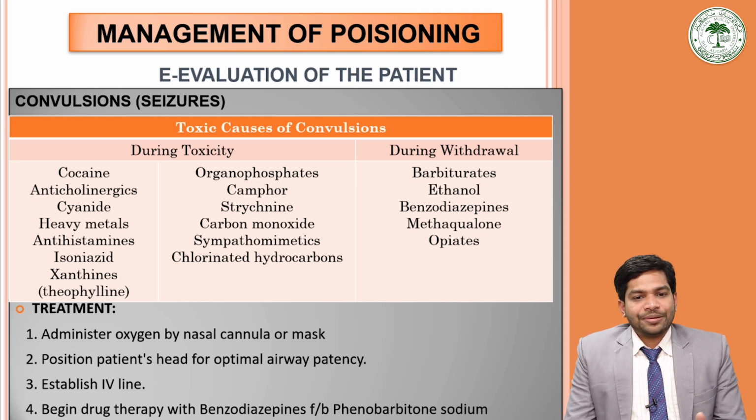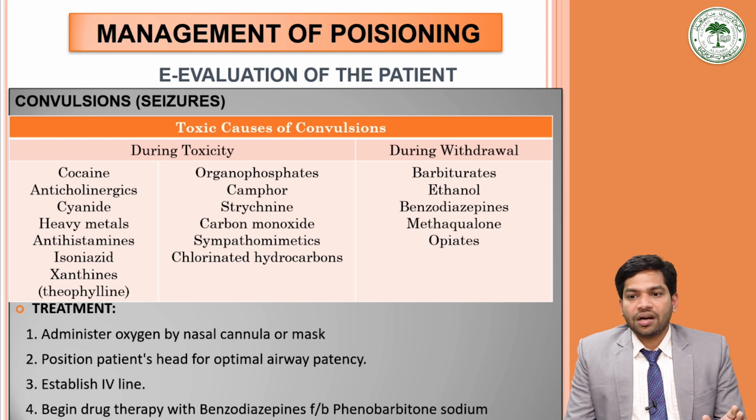Usually, benzodiazepines are effective to control the convulsions, which include diazepam 10 to 20 mg in adults and 0.1 to 0.3 mg per kg in children. Other benzodiazepines like lorazepam 4 mg in adults and 0.1 mg per kg in children, or midazolam 5 to 10 mg in adults, 0.05 to 0.15 mg per kg in children.